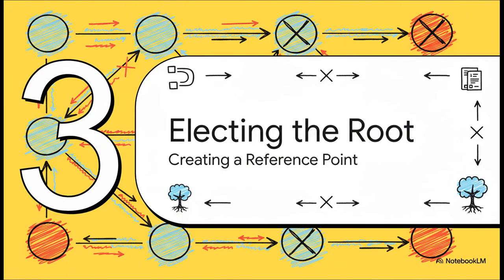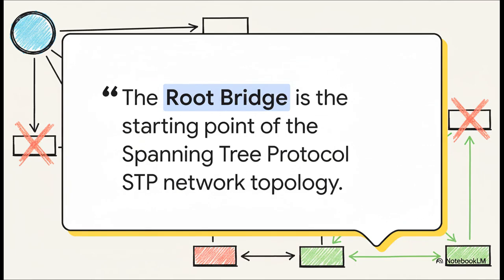Now, the very first thing STP has to do to build this loop-free map is to get everyone on the same page. It needs a single point of reference. And to do that, it holds an election to choose a leader called the root bridge. And just a quick aside, bridge is just an old term for a switch. They're the same thing for our purposes here. The switch that wins the selection becomes the root bridge. It's basically the "you are here" star on the network map.